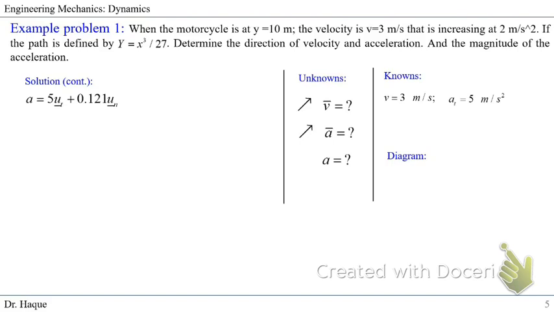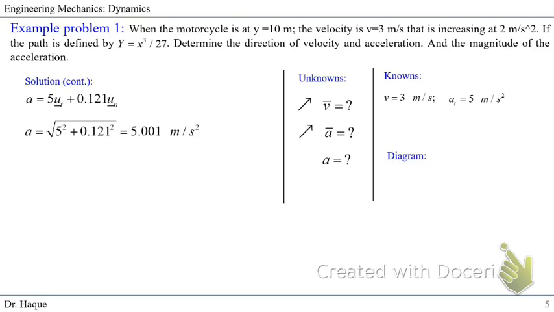To find the magnitude, we know the equation: a equals the square root of the tangential component squared plus the normal component squared. If we take that, we get the value 5.001, which is almost 5, because the normal component is very small. So the magnitude of the acceleration at that point when y equals 10 is 5 meters per second squared. So we found the magnitude.